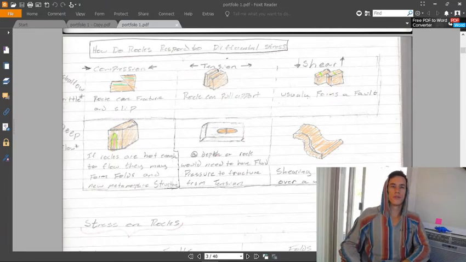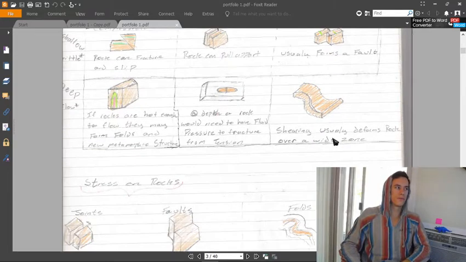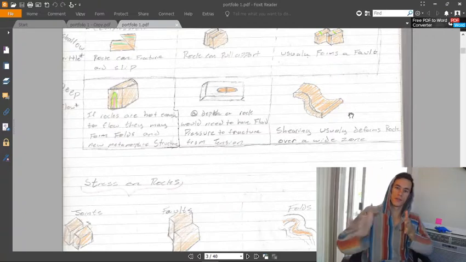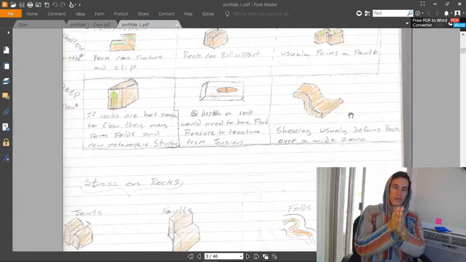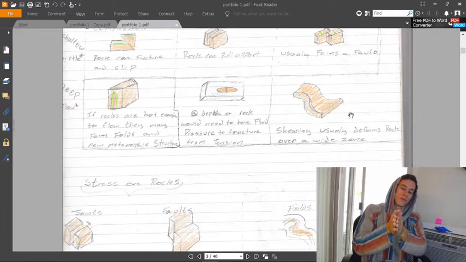And shearing usually deforms rocks over a wide zone. If you have a shear zone, it's usually not just one little space where it's like, oh, this was a little shear.